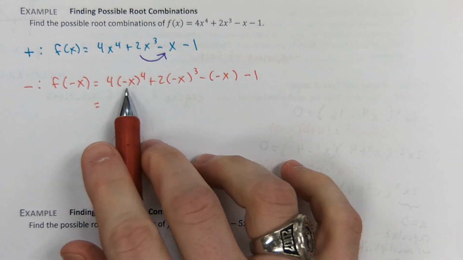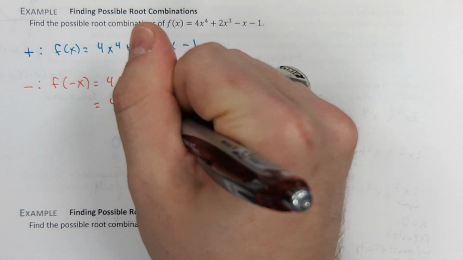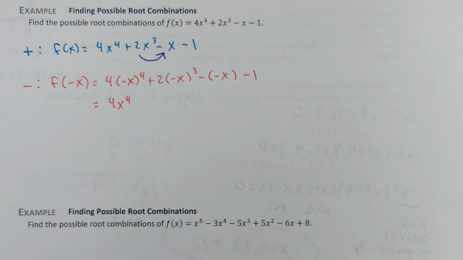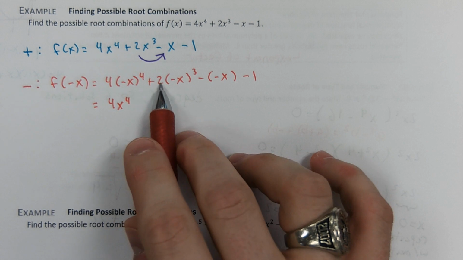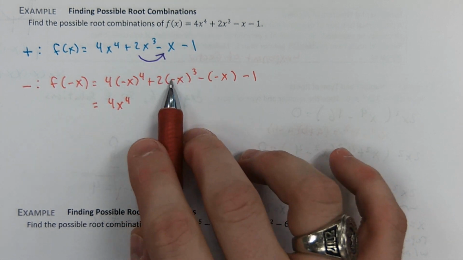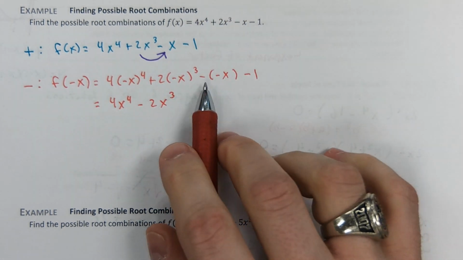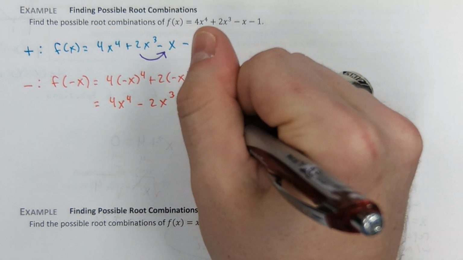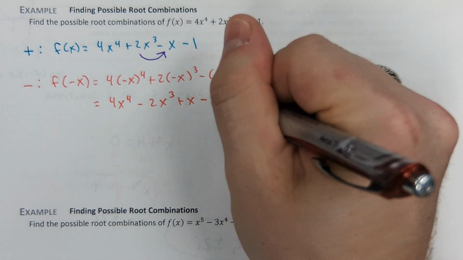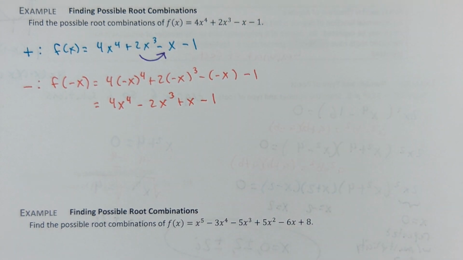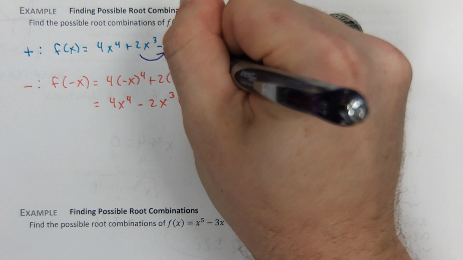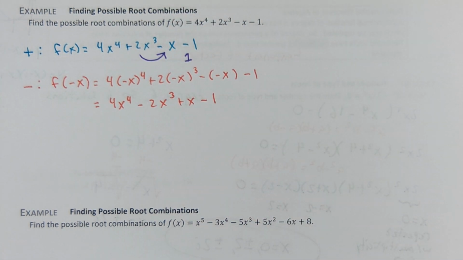So this is going to give me 4x to the 4th because that'll be positive. But this will give me negative 2x to the 3rd because if I raise this to the 3rd power, I get a negative number. Negative negative is positive, and then -1. And now we count the sign switches. How many sign switches do you see in this one?